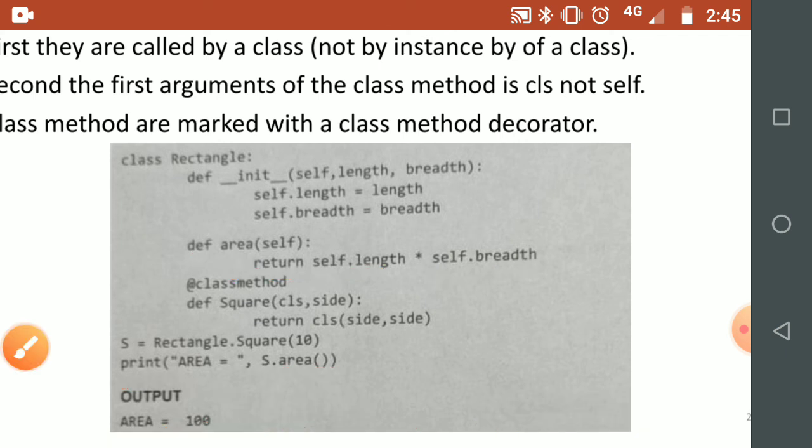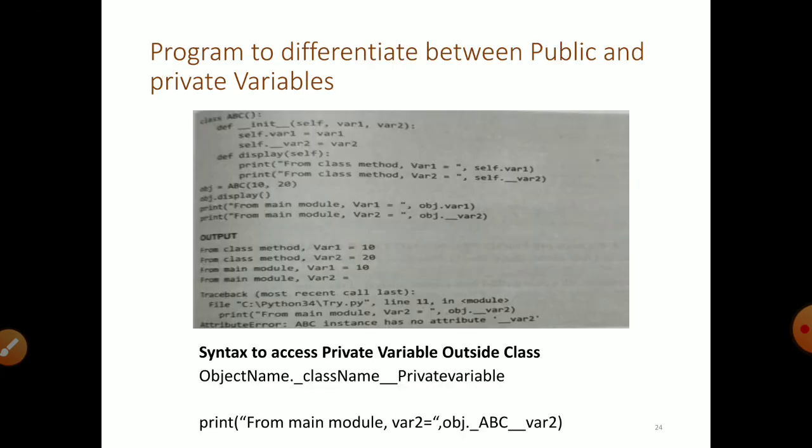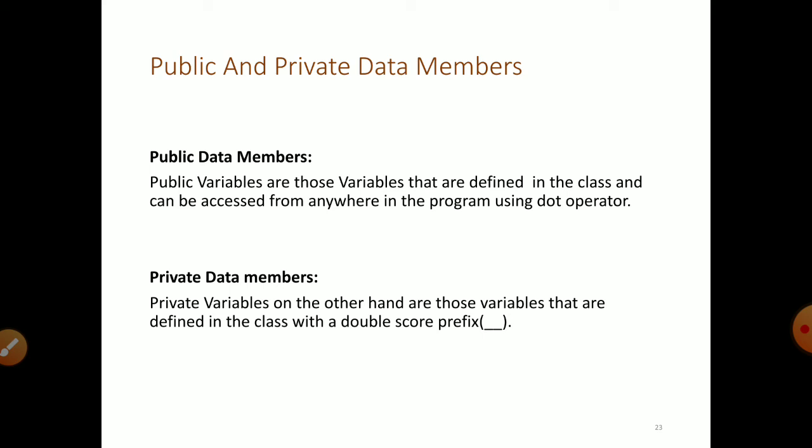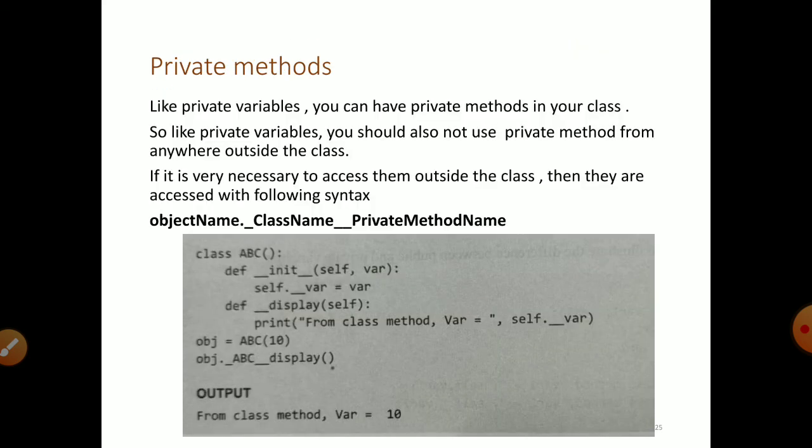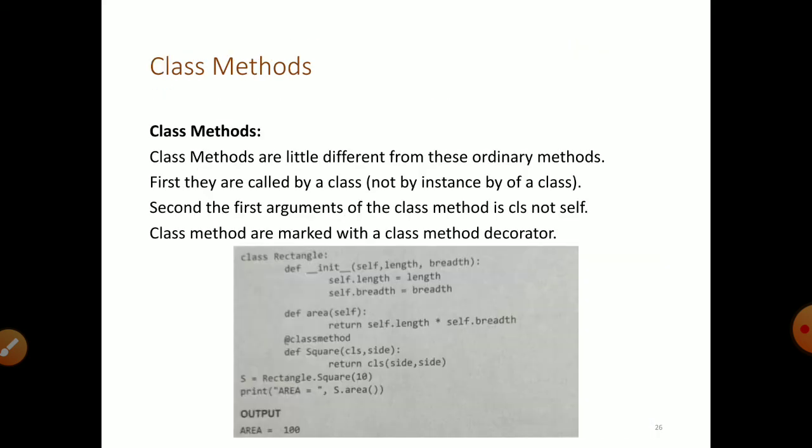I hope you all got these three main points. First one is public and private data members, second one was private methods, and last one was class method. And in this way we have finished our fifth unit.